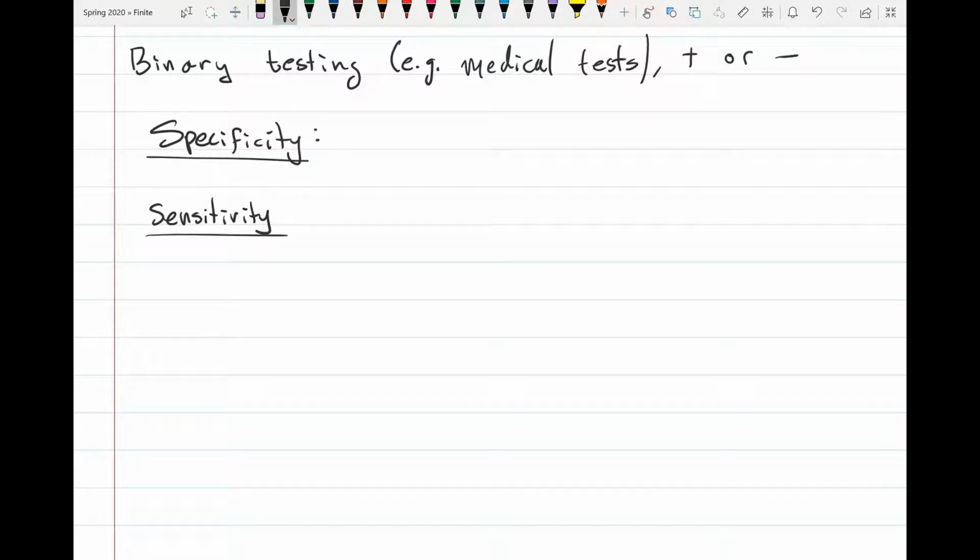So let's talk first about specificity. Specificity is the probability that a true negative, so somebody who doesn't have the condition, tests negative. So it's the probability that somebody who doesn't have it gets a negative test result. And the sensitivity is the flip of that. So it's the probability that a true positive, so somebody who has the condition, actually tests positive.